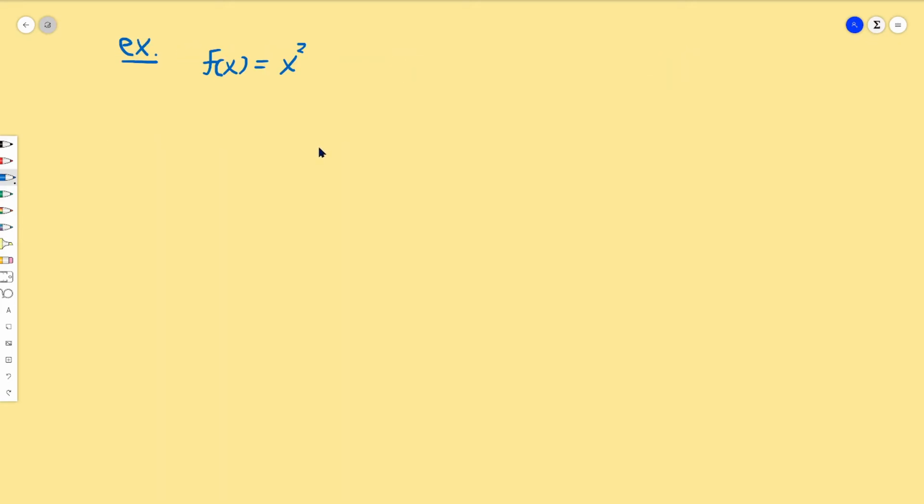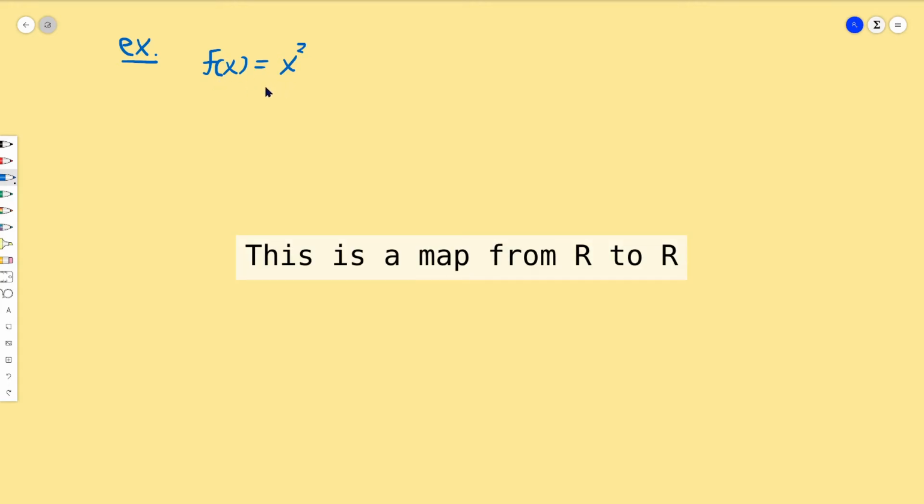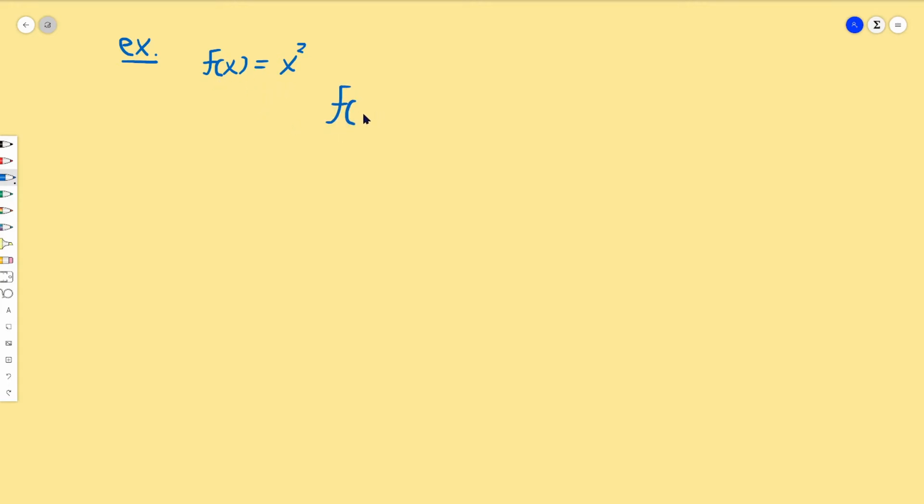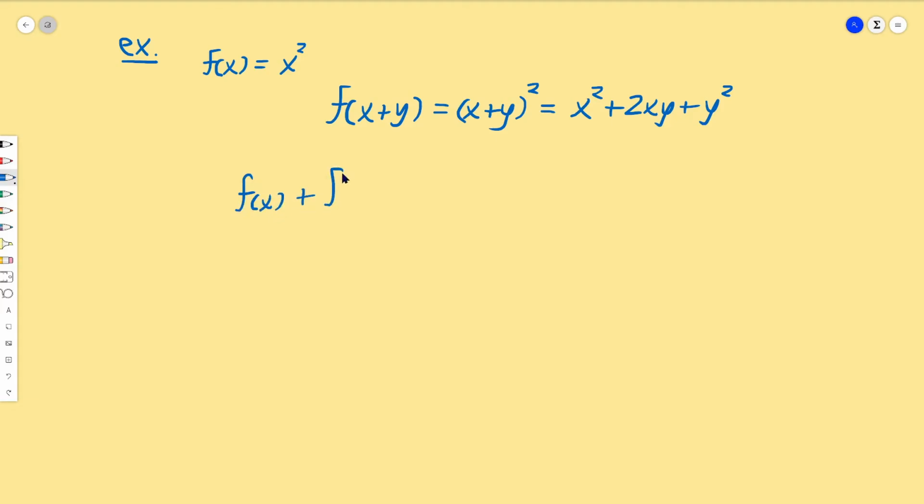Of course, not all maps are linear. Take this example. F of x is equal to x squared. So if I try to evaluate this for the sum of two inputs, x and y, the result that I'm going to get is x plus y quantity squared, which we know from the binomial theorem is equal to x squared plus 2xy plus y squared. What would the sum of this function applied to these two inputs look like? So if this were a linear map, f of x plus y should be the same thing as f of x plus f of y.